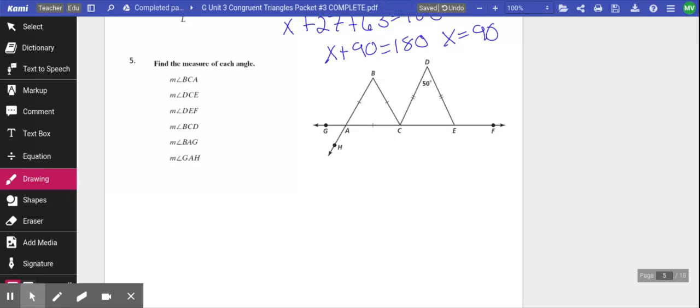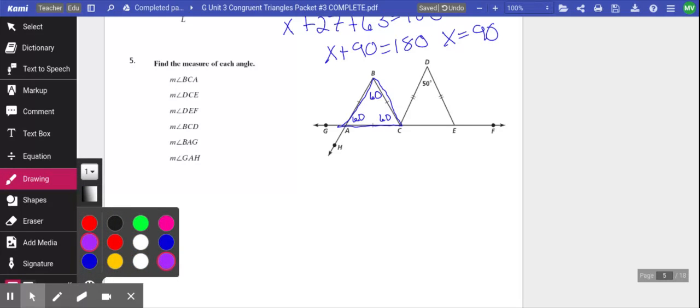Number 5, first thing I do is realize that ABC is equilateral because all 3 sides are equal, which means all 3 angles are 60. Then I realize that this triangle, CDE, is isosceles, so these 2 base angles are the same. So 2X plus 50 equals 180. So 2X equals 130. X equals 65. These angles are 65. So now I'm going to see if I can answer the questions.